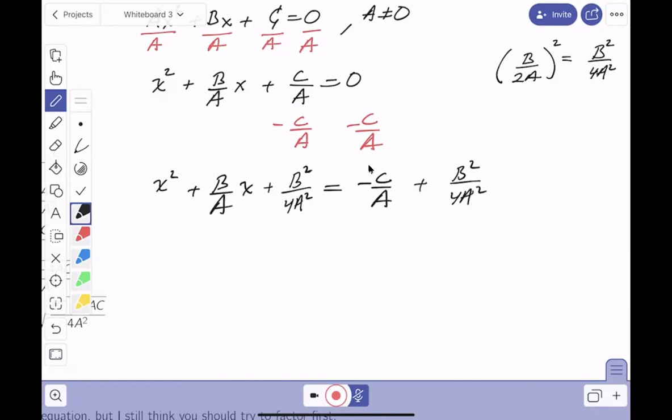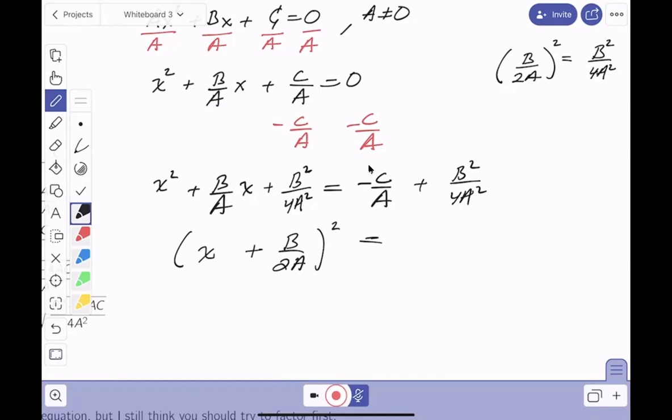Okay, I'm going to keep going. On the left side, we have a perfect square. And what's that going to be? X plus B over 2A. If you want to verify that, you can. If you square that out, we get x squared for the first term. Last term, you get b squared over 4a squared. The middle term, what do you get? Well, let's see, 2b over 2a x, which would be b over a x.